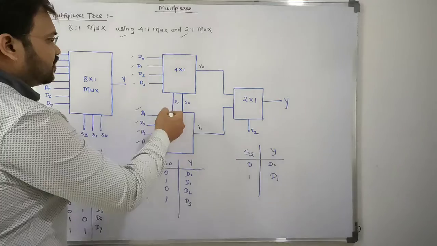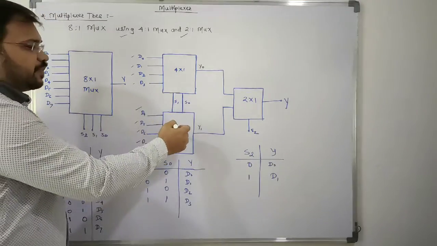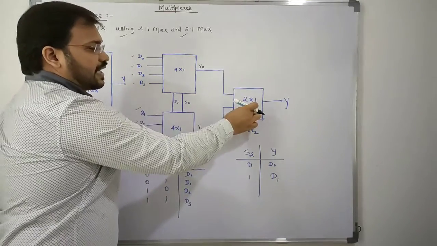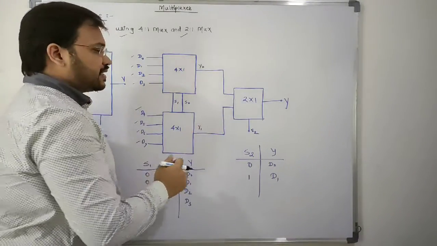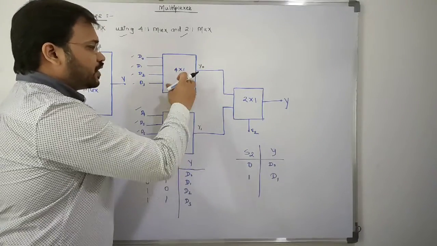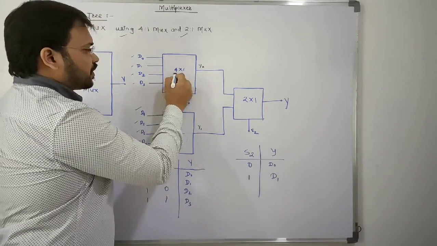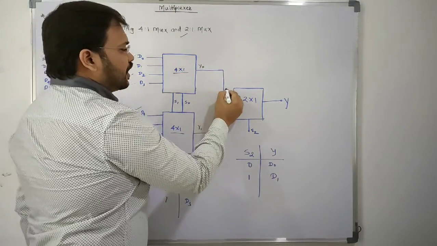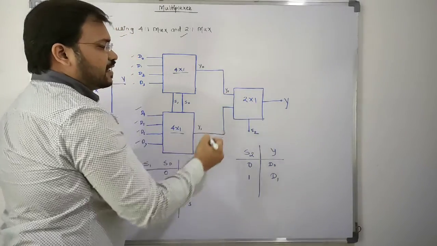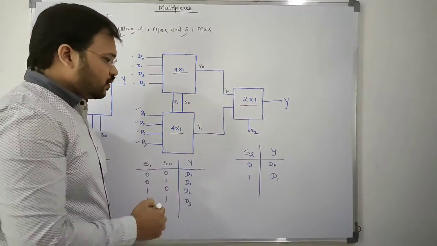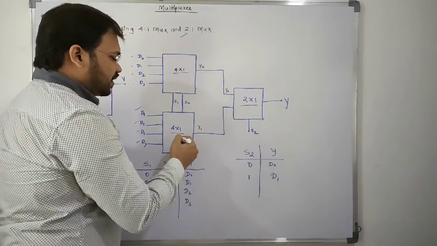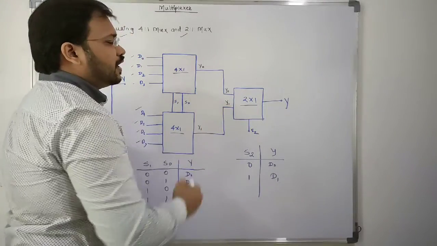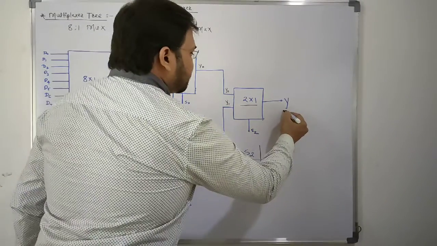Okay, that is the 4 is to 1 multiplexer, and here the inputs to that particular 2 is to 1 multiplexer come from one 4 is to 1 multiplexer and another 4 is to 1 multiplexer. The output of the first 4 is to 1 multiplexer, y0, is the input to the 2 is to 1 multiplexer, and the output from the other 4 is to 1 multiplexer, y1, is also an input to the 2 is to 1 multiplexer. Here we get the output y.